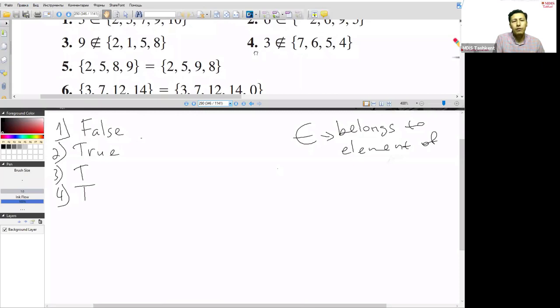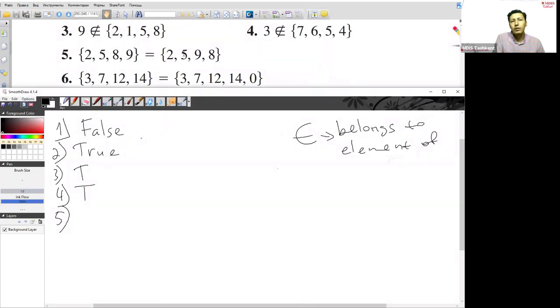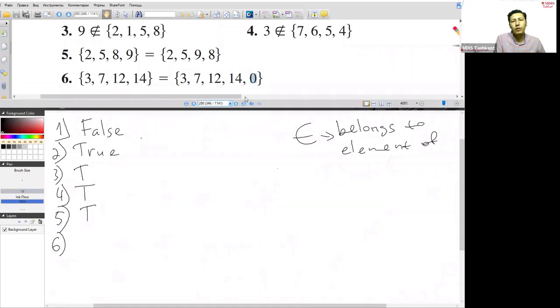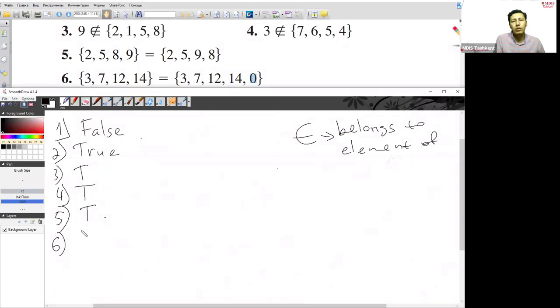Okay, number 5. These two sets are equal to each other. Is it correct? Yes, because they consist of the same elements. For sets, the order doesn't matter; you can write in any order. So if they consist of the same elements, then they are equal. So it is true. Number 6. Are they equal? No, because of this 0. On the right side we have element 0, but on the left we don't. Therefore, they are not equal sets, and number 6 is false.